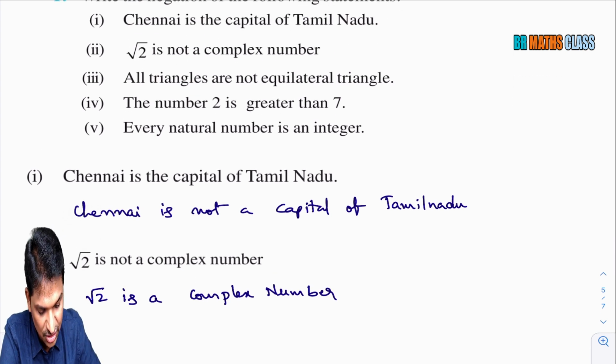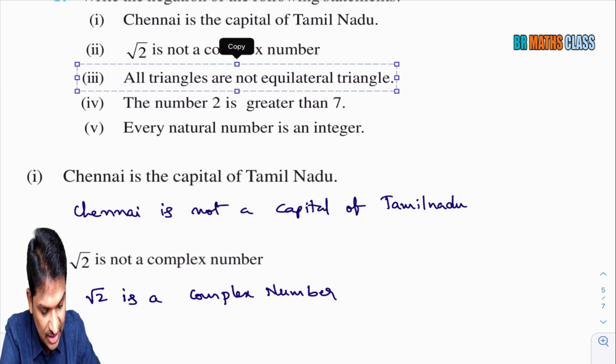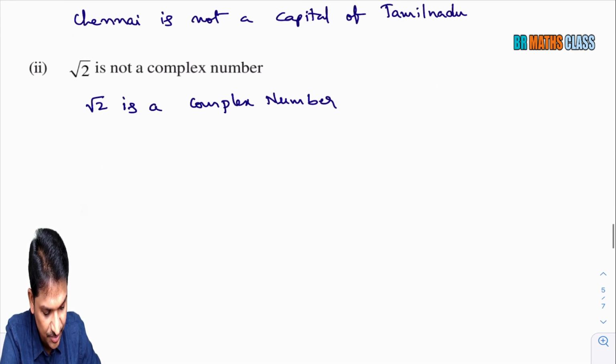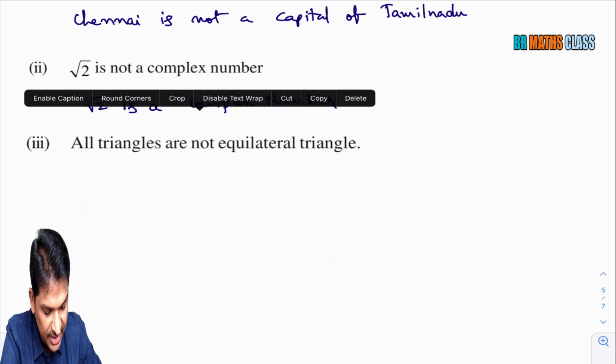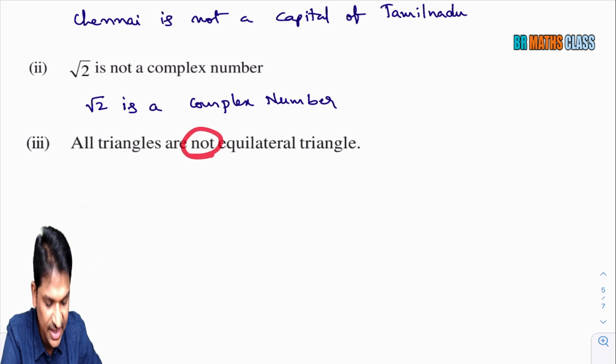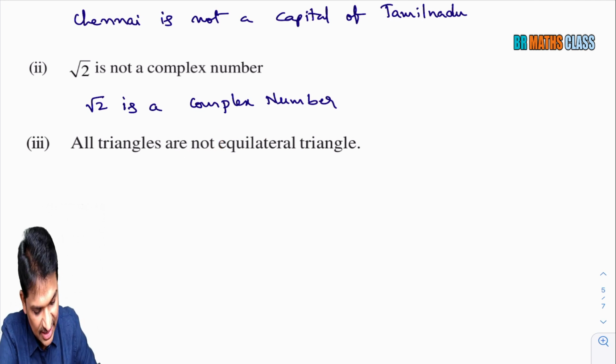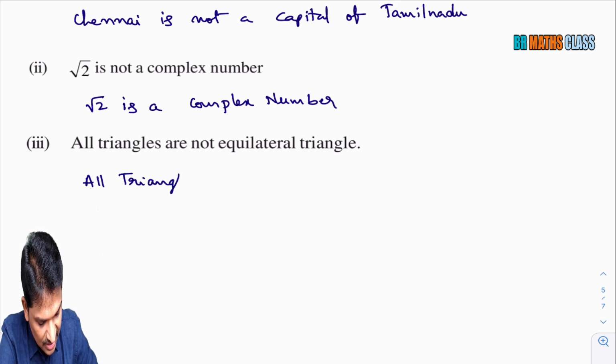Okay. Now third bit. What is the third bit in this? All triangles are not equilateral triangle. You need to write negation of this statement. They are saying not in the question. So what will you say? You need to deny this now, because we are writing negation of this statement. All triangles are equilateral triangles. That's it. Very simple, right?